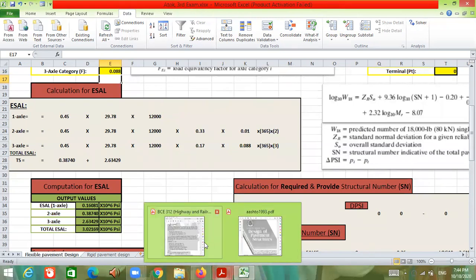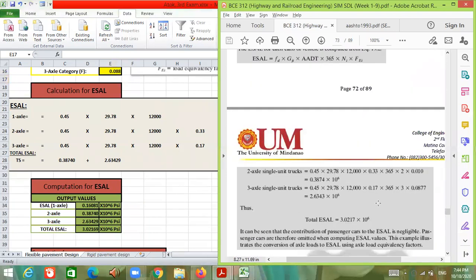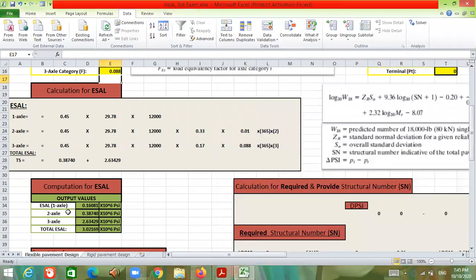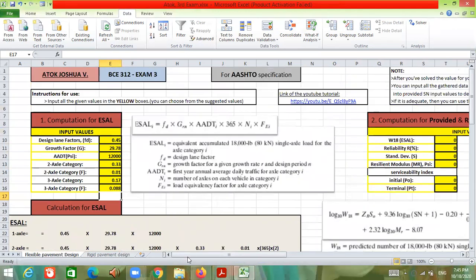3.02169. And basing on the solution given in our sample problem in our module, our value for our double axle single unit truck is equivalent, and also the value for our triple axle single unit truck and the total ESAL here is equivalent to the output of our values here. So much for computing our ESAL.